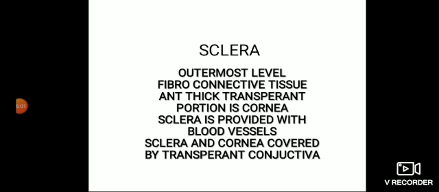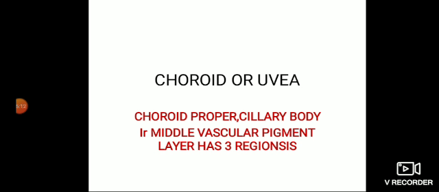Conjunctivitis, you must have known. Sometimes your eyes get red in the rainy season. There is a disease called conjunctivitis. Now after the sclera, the middle layer is the choroid. Another word for the choroid is uvea. This choroid again has three regions: choroid proper, ciliary body, and iris.